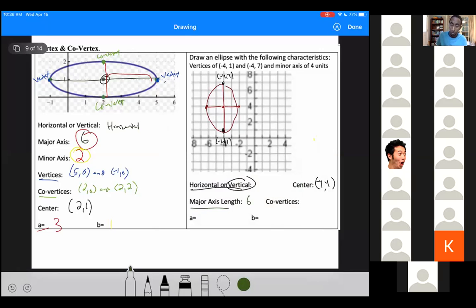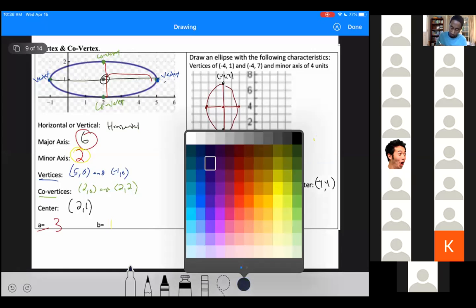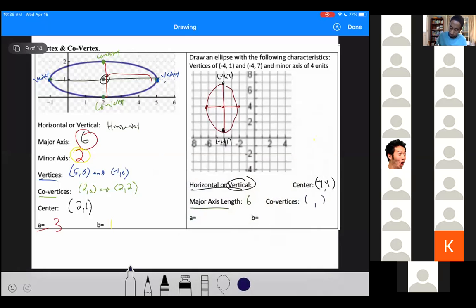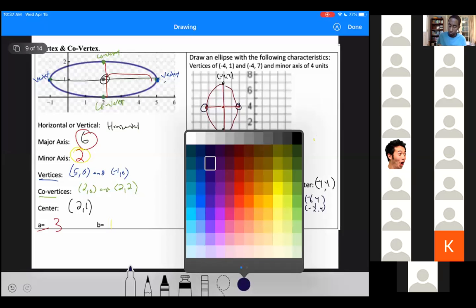Co-vertices, let's go, Kelly. Negative 6, 4 and negative 2, 4. Okay, good. These two are on the sides of the minor axis. And the A, let's go, Hugo.